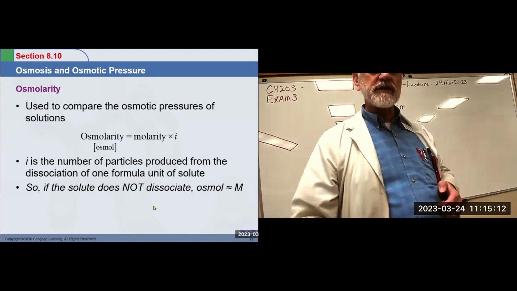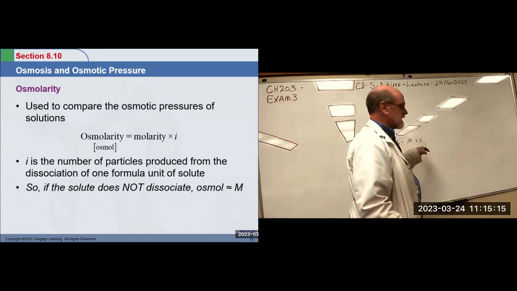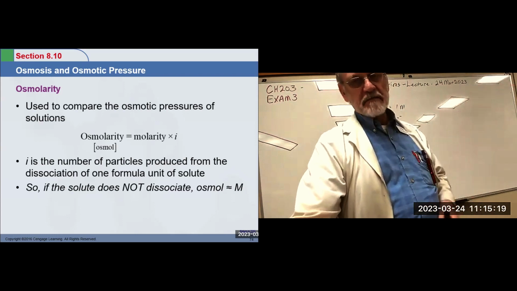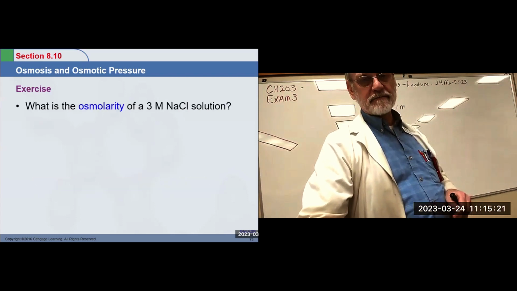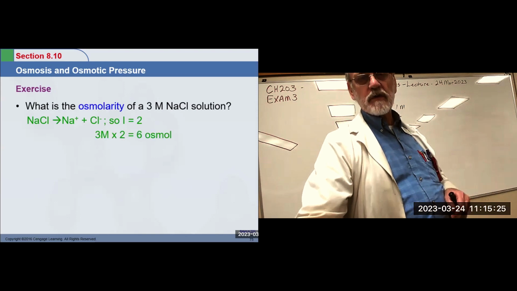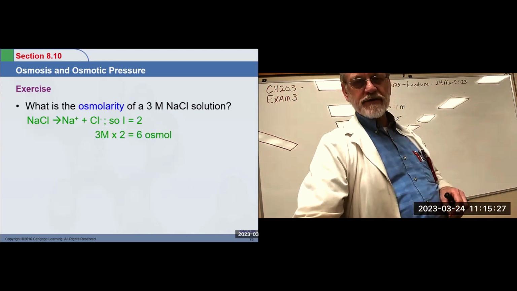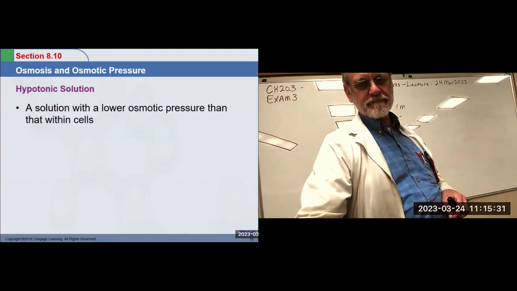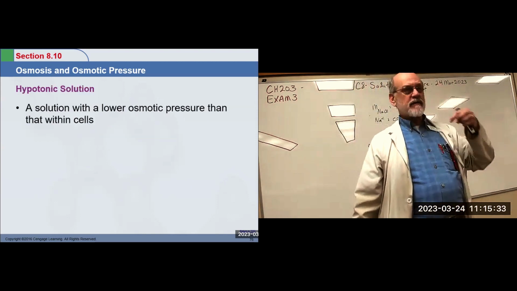If it doesn't dissociate, then the osmolarity equals the molarity. So for table sugar, it would be 1. Right? So there we go. 3 molar sodium chloride is 6 osmolar concentration. All right. Now, for some of you, this will be a review.